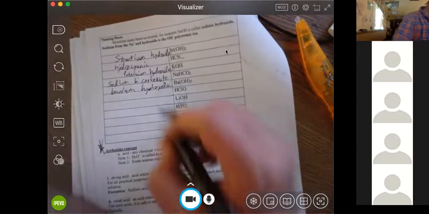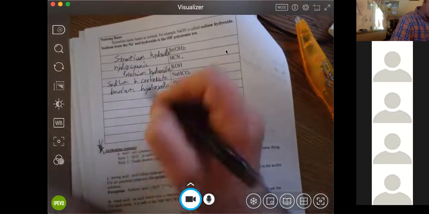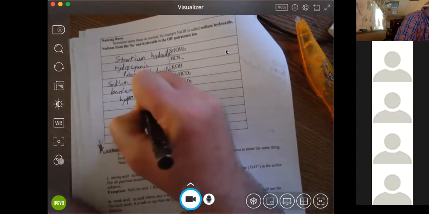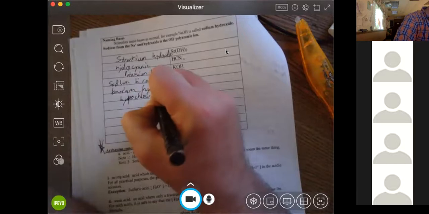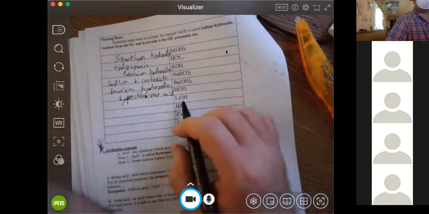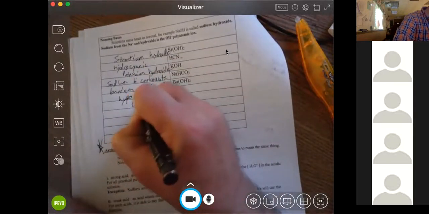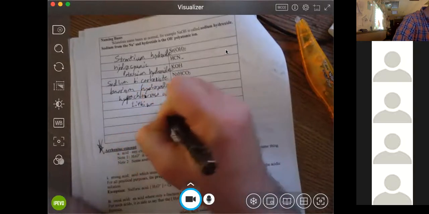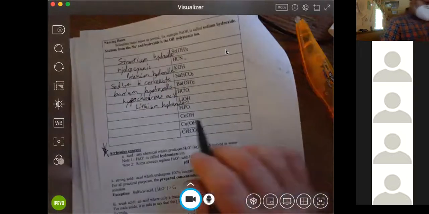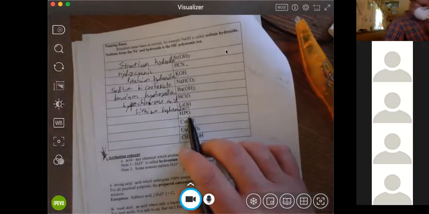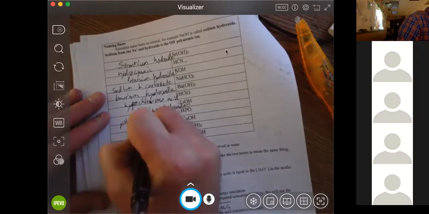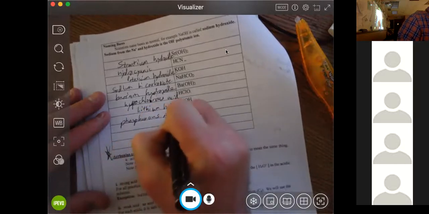HClO, ClO is hypochlorite. So that will become hypochlorous. Hypochlorous acid. LiOH, that is lithium in group 1A. That is lithium hydroxide. H3PO3. PO3 is phosphite. So that is phosphorus acid.